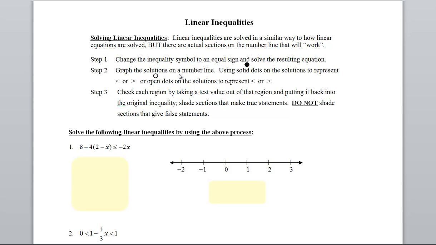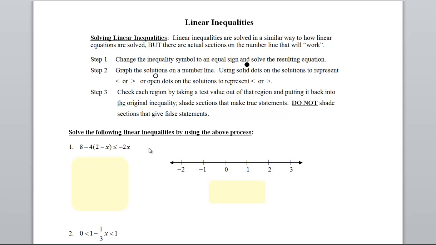Step 2, we're going to graph the solutions that we come up with on a number line. We're going to use solid dots on the solutions to represent less than or equal to or greater than or equal to, or open dots on the solutions to represent less than or greater than. Now once we've done that, step 3, we've got to check each region by taking a test value out of that region and putting it back into the original inequality. We're going to shade sections that make true statements, but we're not going to shade sections that give false statements.